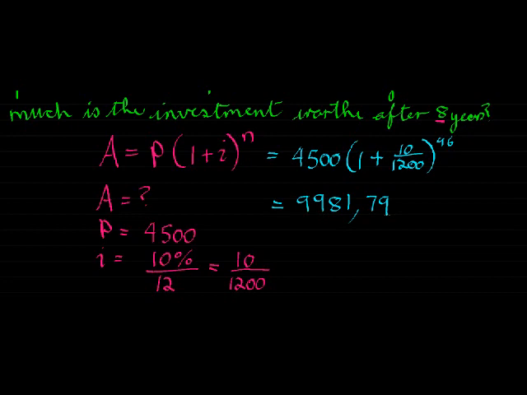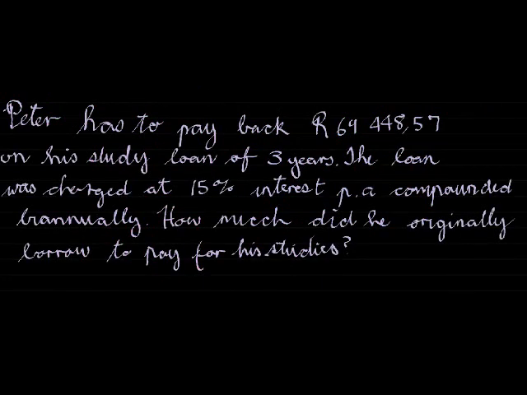Okay, one more example. Let's see how to calculate the principal of such an investment. Peter has to pay back 69,448.57 on his study loan of 3 years. The loan was charged at 15% interest per annum, compounded biannually. How much did he originally borrow to pay for his studies?